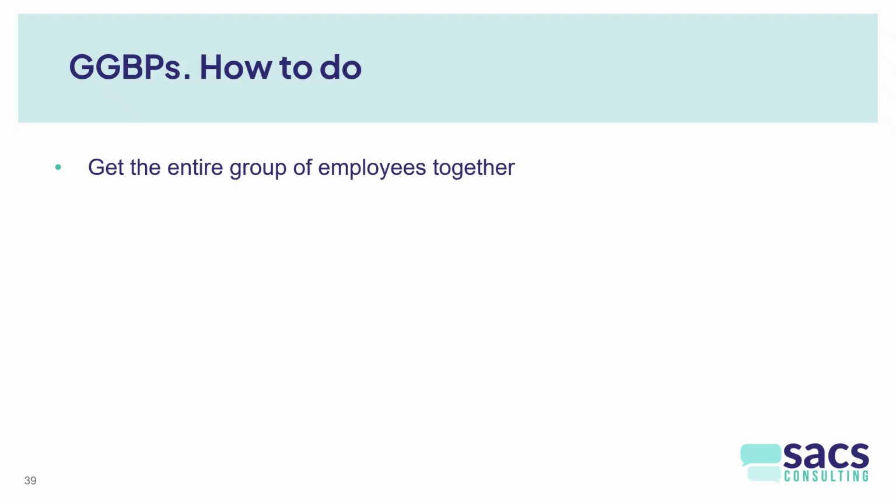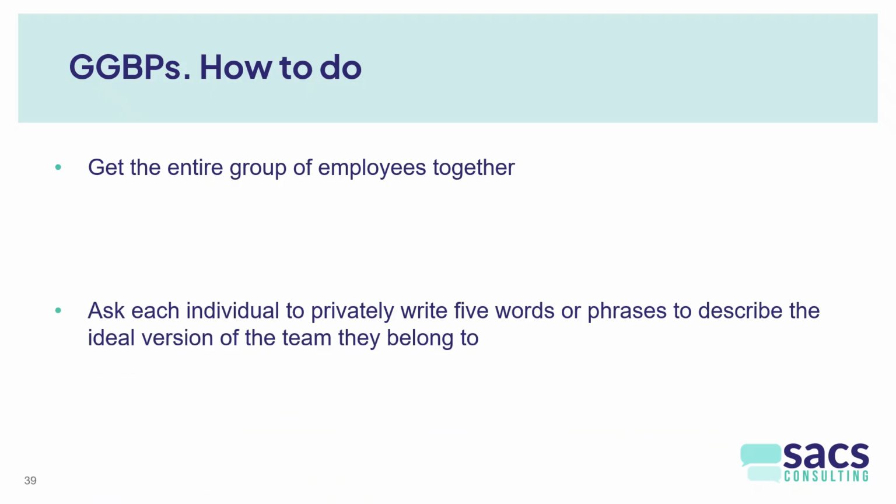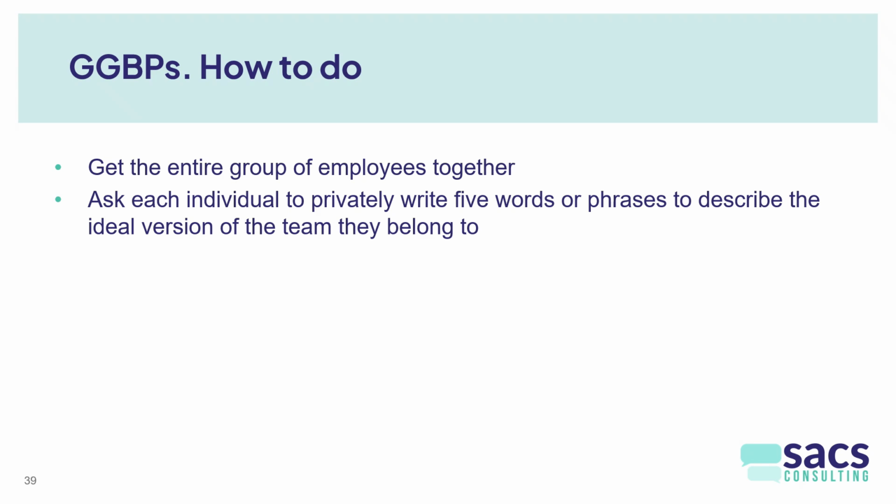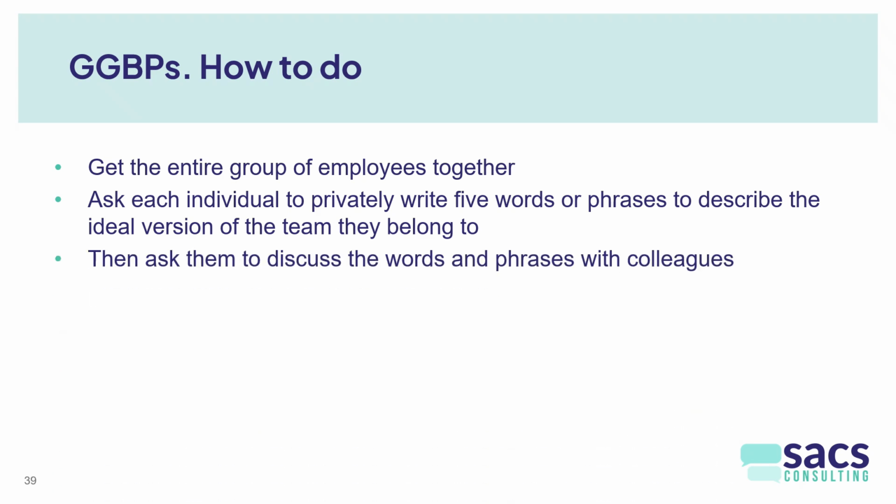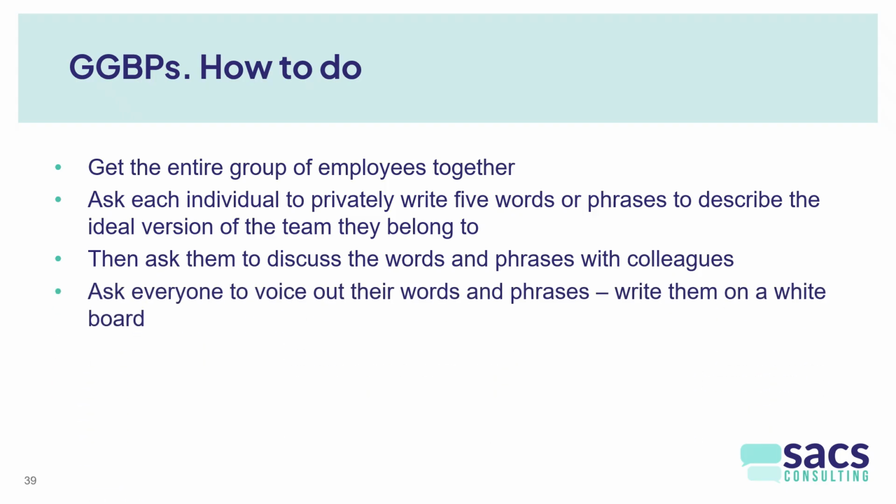You would get the entire group of employees together, ask each individual to privately write between 5 words and phrases to describe the ideal vision of the team that they belong to, and then ask them to discuss the words and phrases with colleagues. Ask everybody to voice out their words and phrases, write them on a whiteboard, and when you do that, you should be able to distill up to 7 themes which define the ideal team.